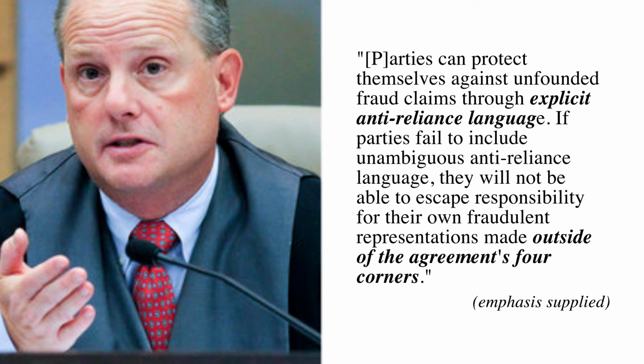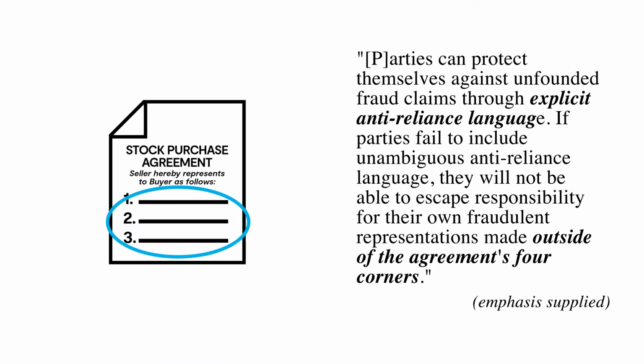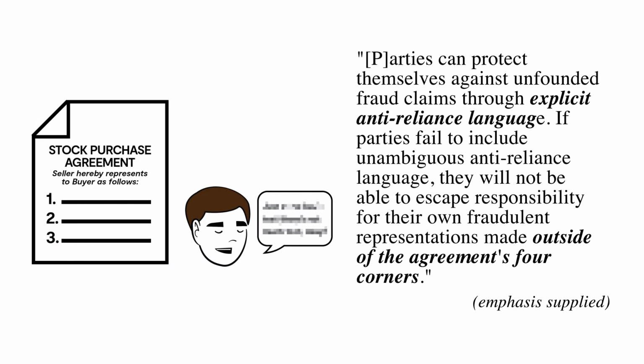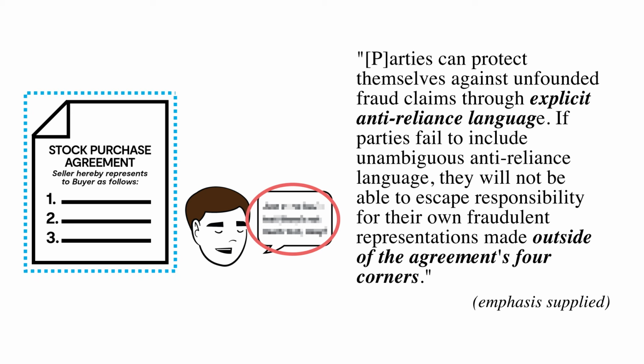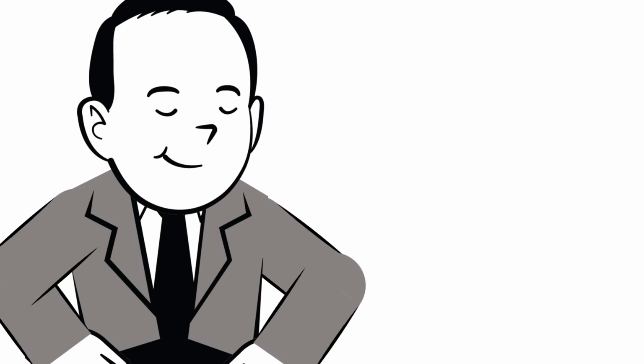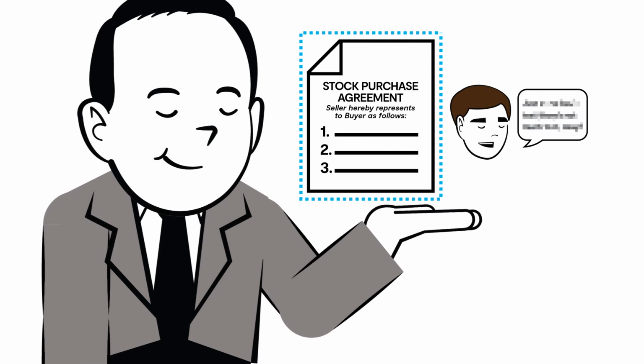He points out that even though a buyer can't validly disclaim fraud with respect to reps made inside the acquisition agreement, a buyer can validly disclaim fraud relating to reps and other statements made outside the agreement, extra contractual fraud. That's what I want to do here. I want to validly disclaim fraud relating to reps and other statements made outside the acquisition agreement.